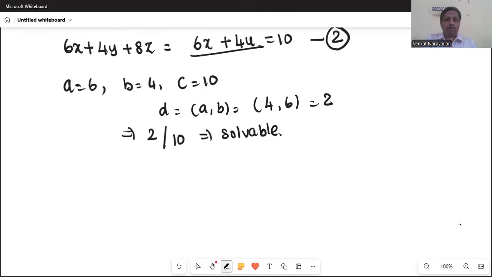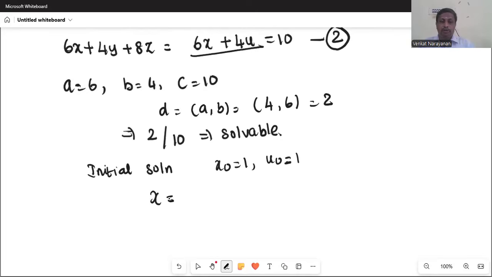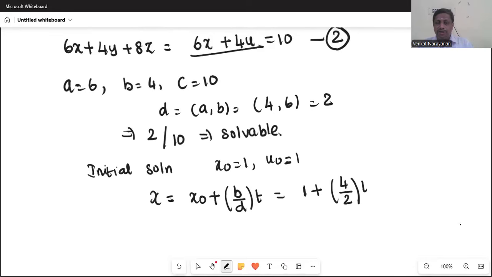Now, we can come to the solution. What is the initial solution for this problem? Because it's a very easy one, we can easily say x naught is 1 and u naught is 1. Therefore, the solution is x equal to x naught plus b by d into t. That is 1 plus, b is 4 divided by d is 2, into t. So the answer is 1 plus 2t.